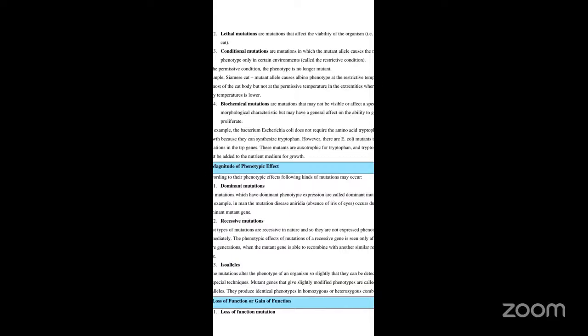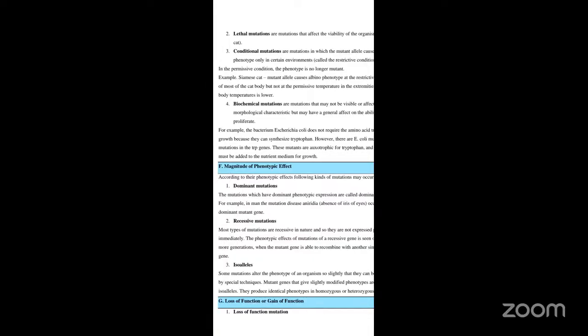Then conditional mutations are the mutations in which the mutant allele will cause the mutant phenotype only in certain environments. That is what is called conditional, meaning only under certain or restricted conditions do they occur. So conditional mutations are the mutations in which the mutant allele causes the phenotype only under certain environments or specific conditions. This is called the conditional mutation.